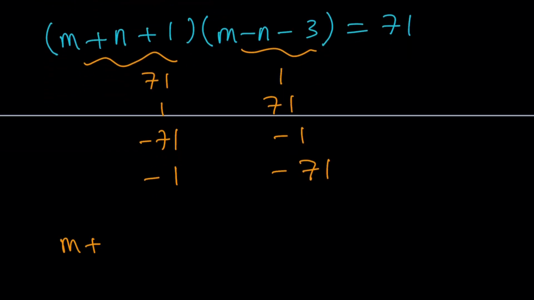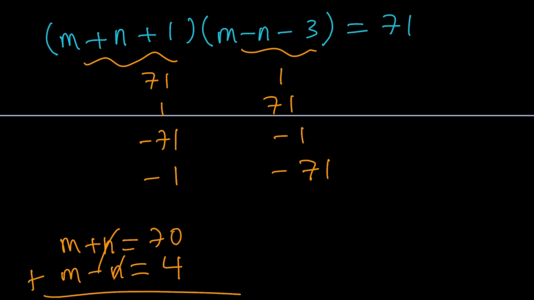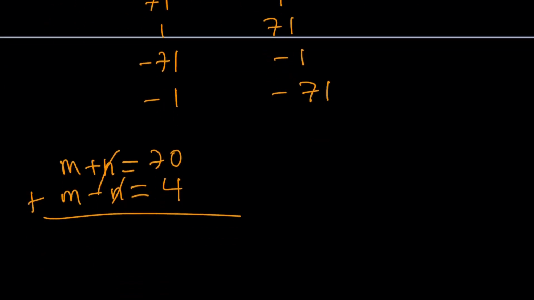m plus n plus 1 is 71. That means m plus n is 70. And m minus n is 4, right? Because minus 3 equals 1. And from here, we can basically add these two up and then divide by 2. 2m is 74, m is 37, and n is 33. That gives us one of the ordered pairs. Let's continue.